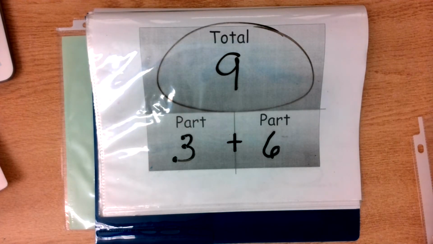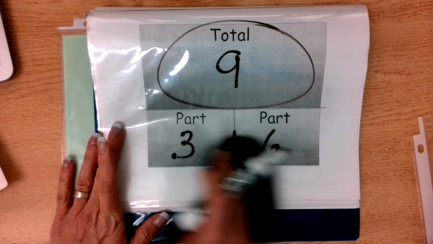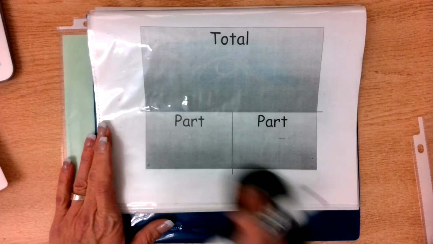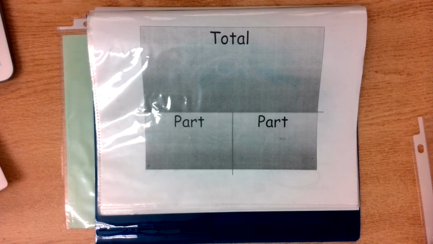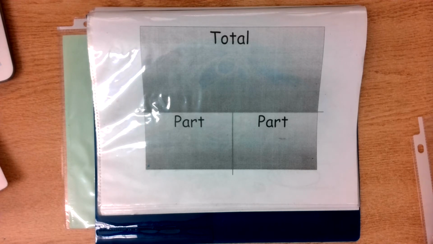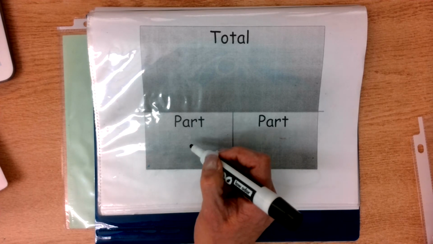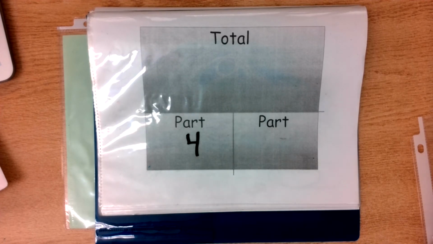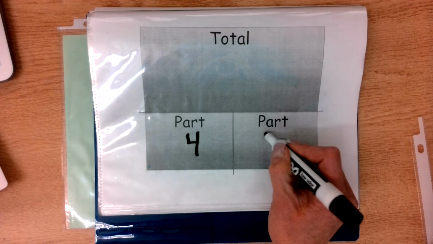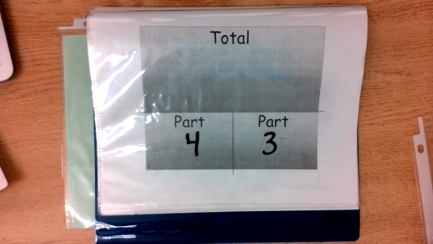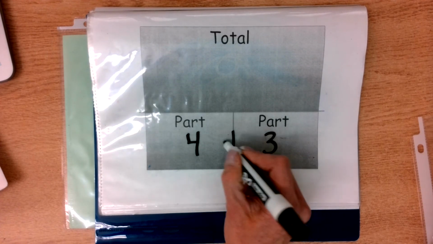Okay. All right, let's try that again with another number story. Let's see. What if we said Tom had four pieces of gum and Tim had three pieces of gum? It wants to know how many pieces of gum do they have together? So again, because it says all together, we're going to add.